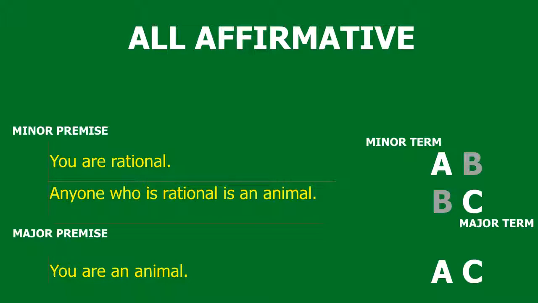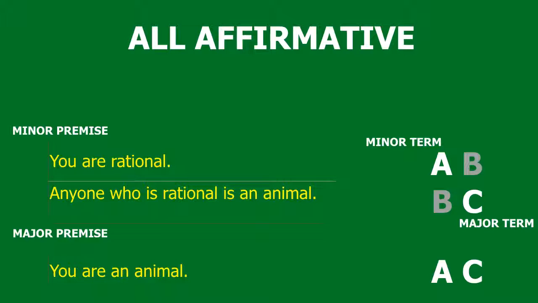In our previous example, all of them were not affirmative. The second proposition was negative. Anyone who cannot bring the sun from the west is not God. That was a negative proposition. So we're going to change it to this proposition. You are rational. Anyone who is rational is an animal. Therefore, you are an animal. And so we have our minor premise, major premise, and we have the conclusion.